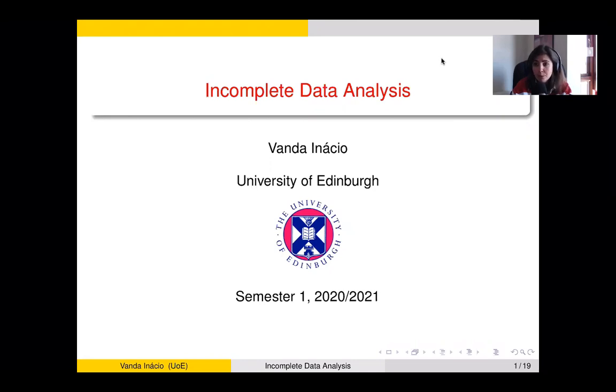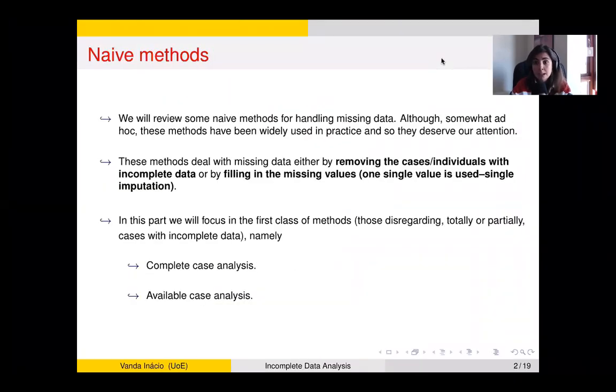In this week, we will learn about naive methods for handling missing data. And these methods, although naive or somewhat ad hoc, are still widely used in practice, and so they deserve our attention. These methods can be divided into two classes.